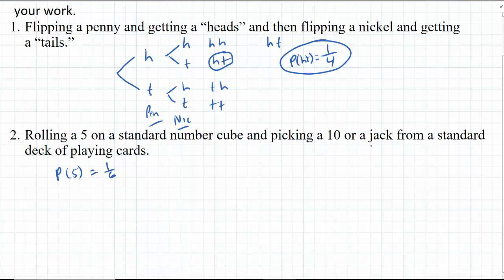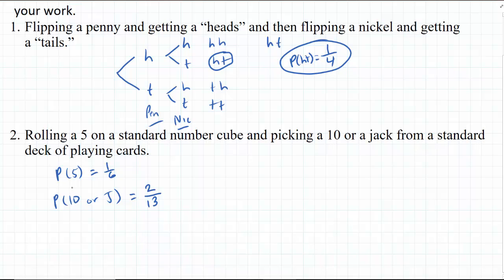And then picking a 10 or jack from a standard deck of playing cards. Well, there are 13 different types of cards. So if we could get 1 or 2 different things, a 10 or a jack, let's say a probability of a 10 or jack. That means we have 2 possible types of cards we could get out of 13 possible cards.